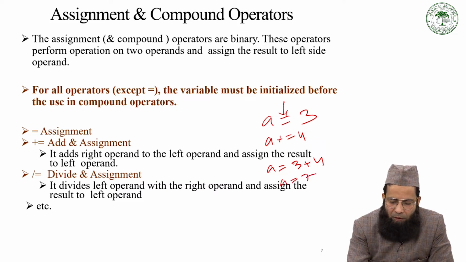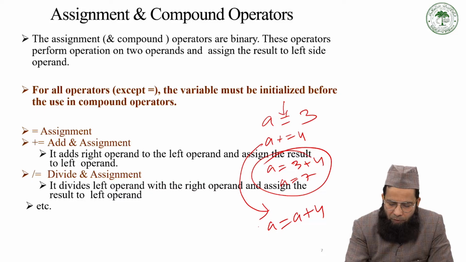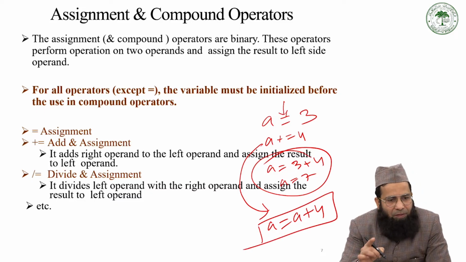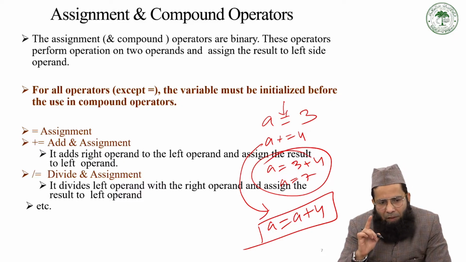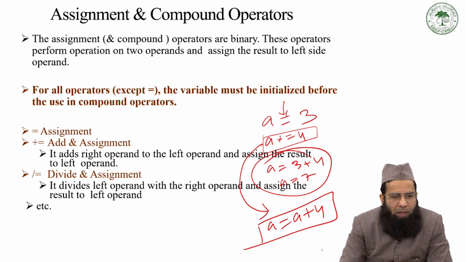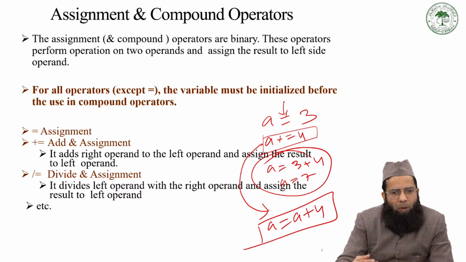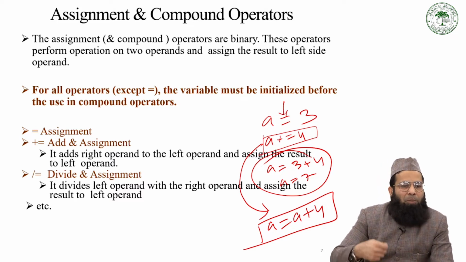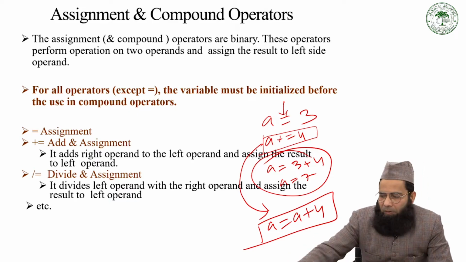So it would be calculated. A plus is equal to 4 is actually A is equal to A plus 4. So this is the compound operator. The condition with the compound operator, like in this case, is that the value needs to be initialized. It means if you are performing A plus is equal to 3, first you need to initialize the value of A. Then only it would work. Similarly, you could perform this compound operator with division, multiplication, subtraction, and so on.